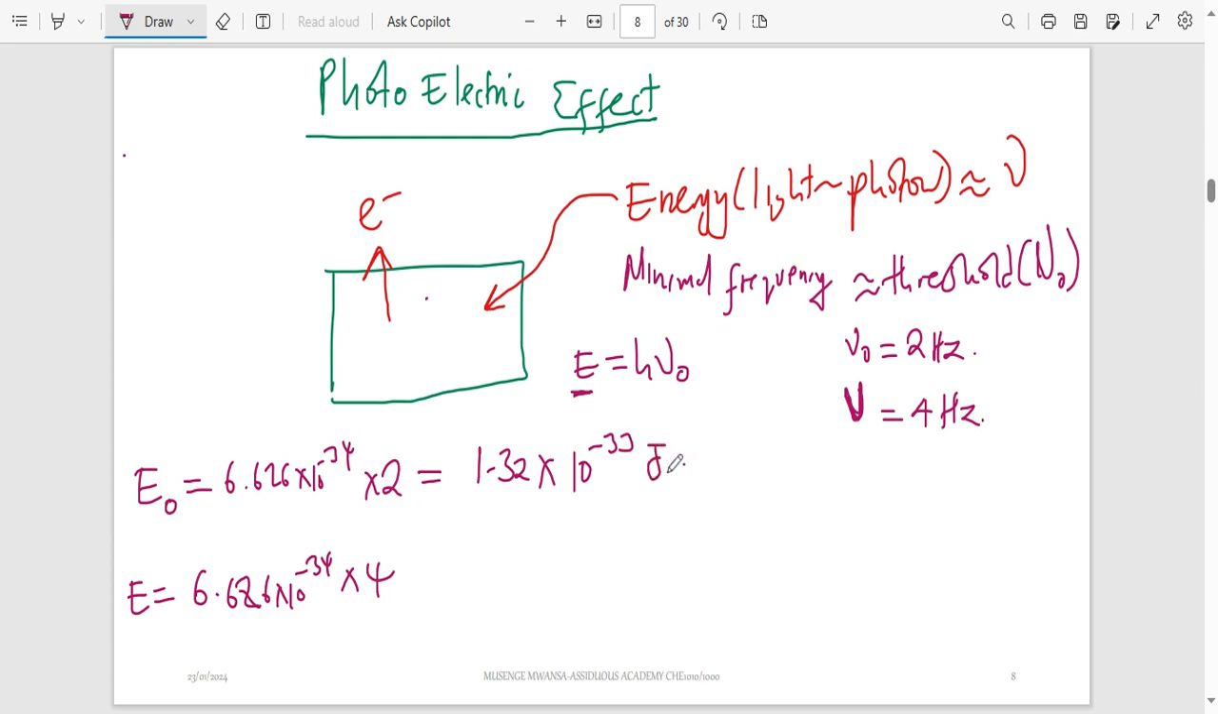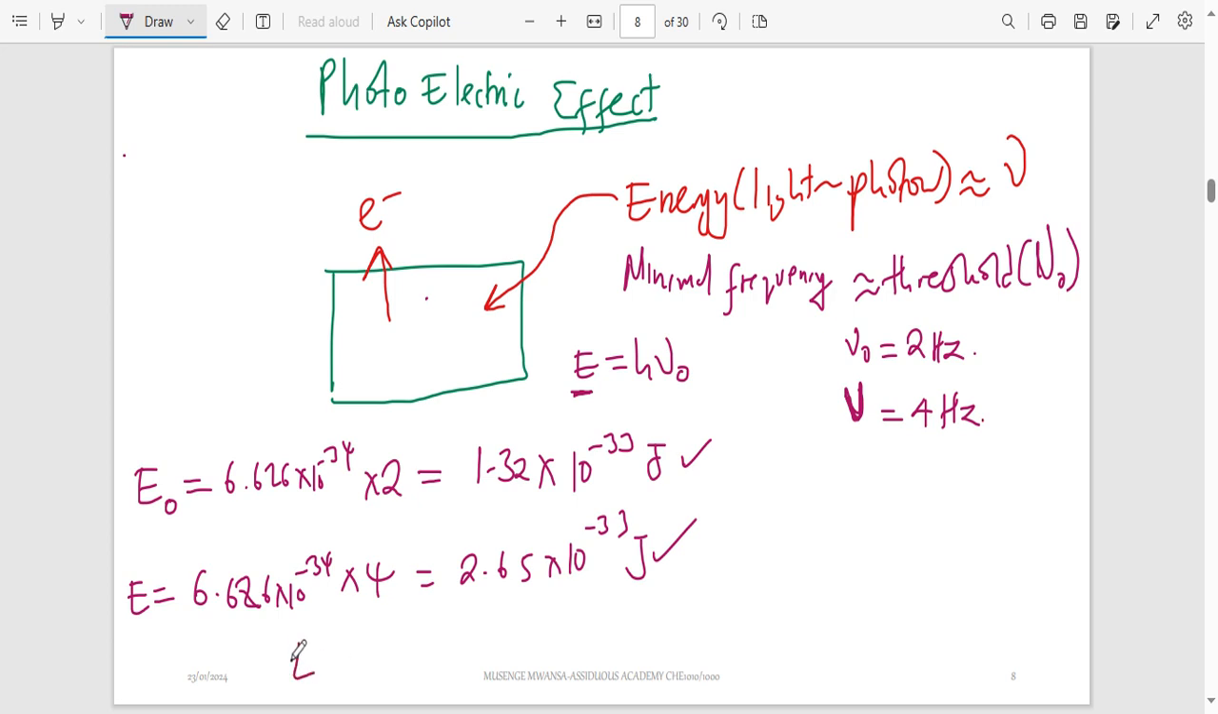Remember, this is energy. Now, let's say we put a 4 there, we multiply by 4. So if we multiply by 4, the value that we'll get is 2.65 times 10 to the power negative 33 joules. This is the amount of energy that we have projected on the metal. This is the minimum energy that is required to move electrons from the surface of a metal. So there's actually going to be some energy which is going to remain.